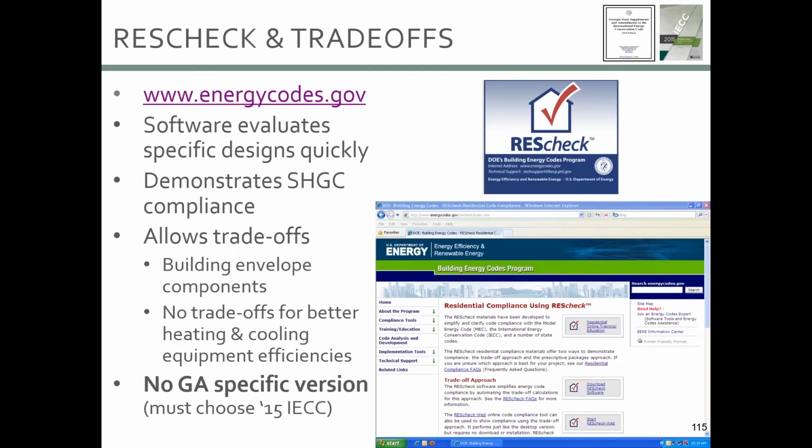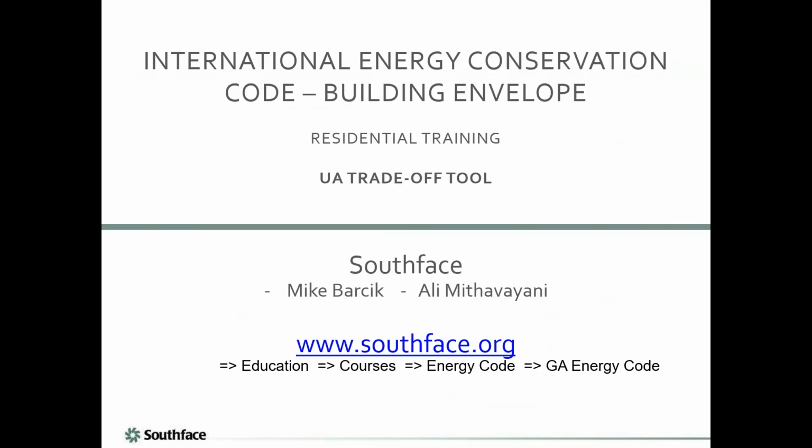But for Georgia, since we don't have R20 in the walls, if you're in climate zone 2, it's not a big deal. You're R13. But everywhere else in the state, you probably want to use the hand UA trade-off, and that's essentially what we're talking about. So with that, I'm going to end up here.